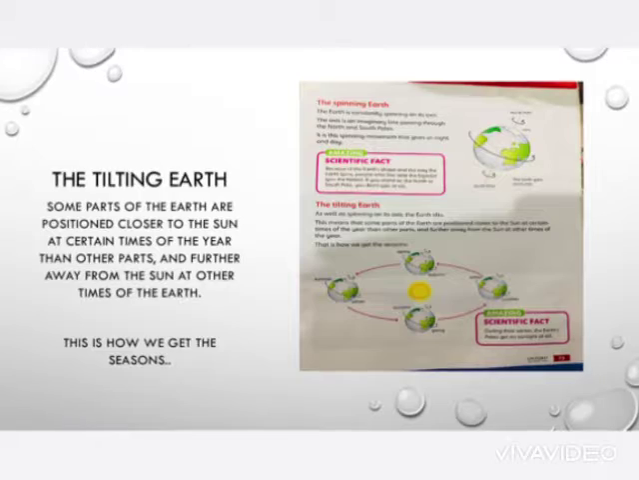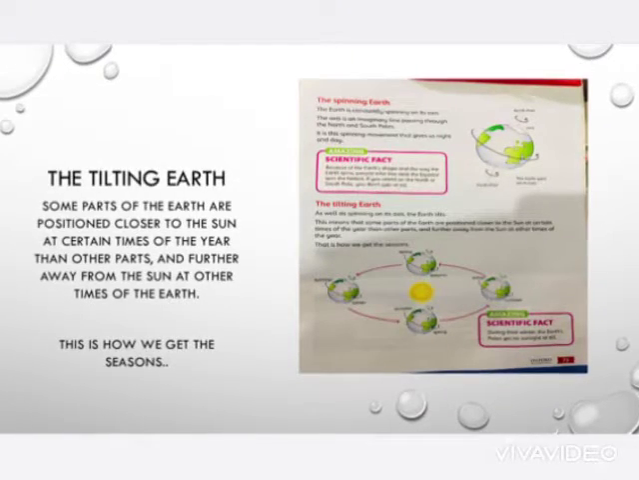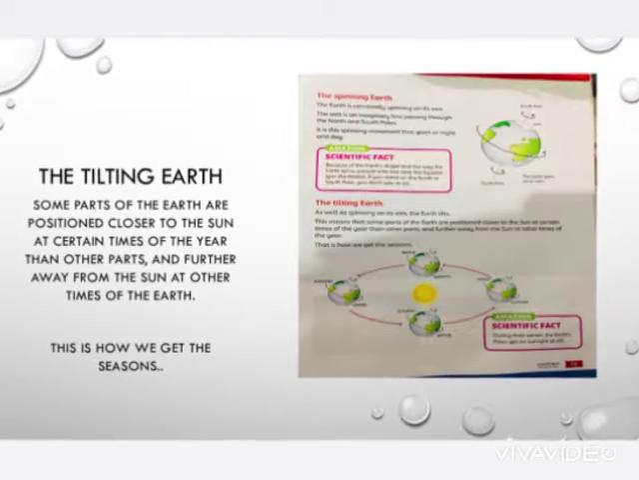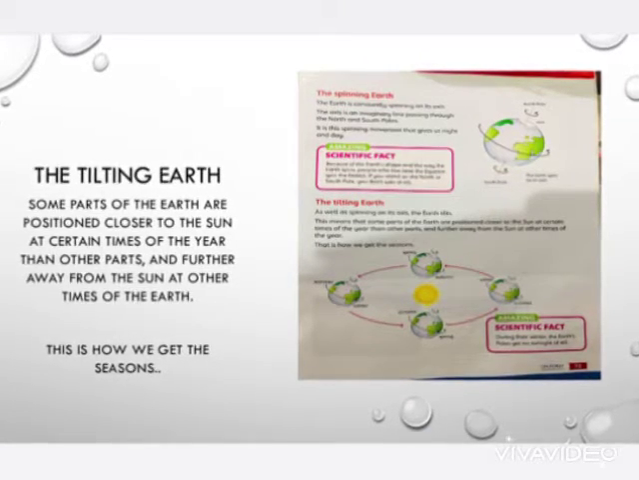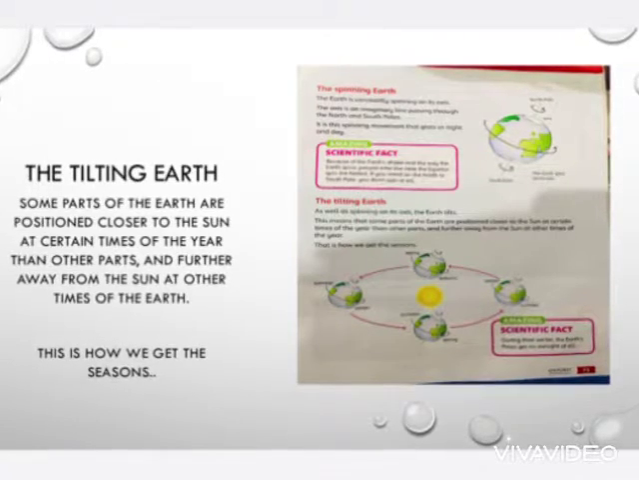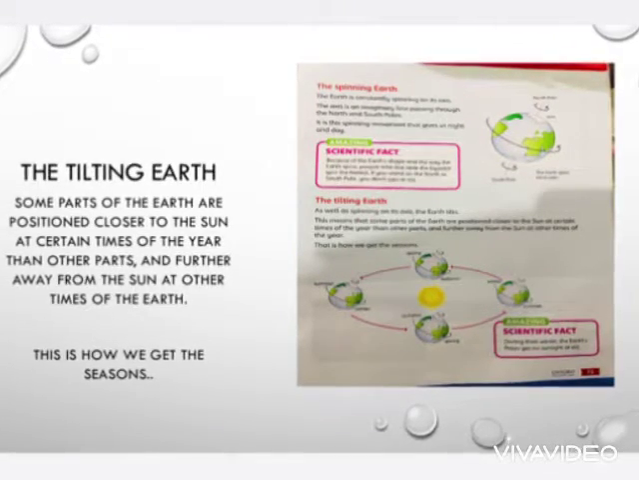As you know, some parts of the earth are positioned closer to the sun at certain times of the year, and the other parts are further away from the sun at other times of the year. This is how we get the seasons. And how many seasons do we have? We have summer, winter, autumn, and spring. Here's a video related to seasons.